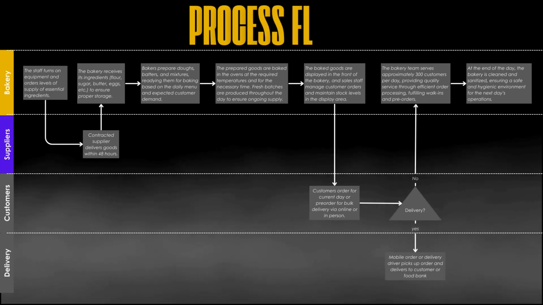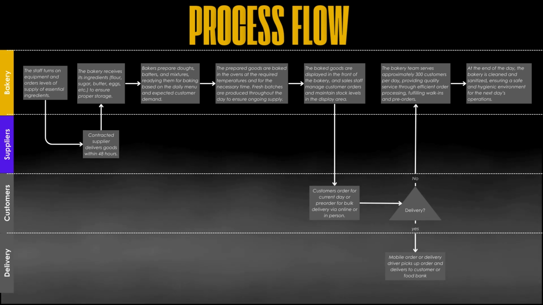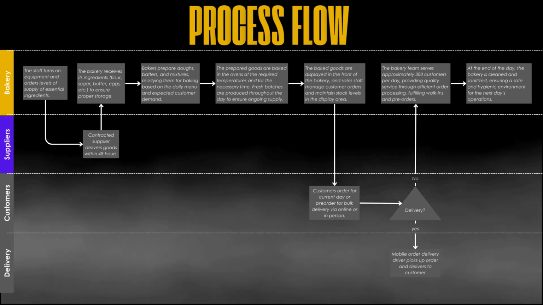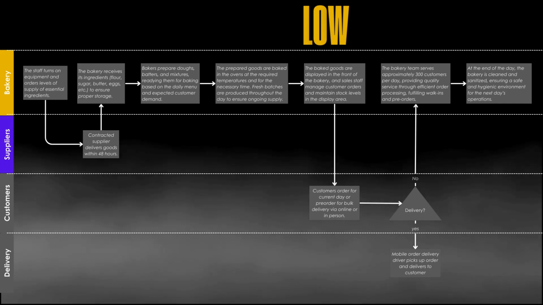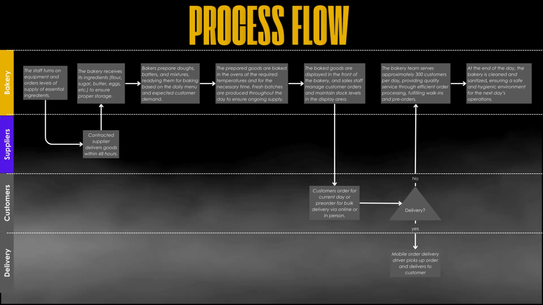Here we see the process flow for the bakery's identified essential function, starting at the beginning of the day with the staff turning on equipment and ordering the appropriate level of supplies, and ending the day with the equipment being sanitized, cleaned, and everything being prepared for the next day. Take the time to fill out your process flow. Doesn't have to be anything fancy. Write it out and submit it along with your survey.